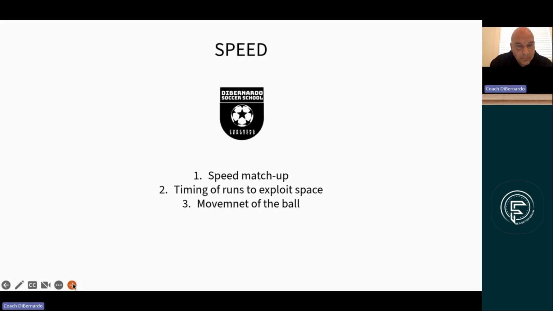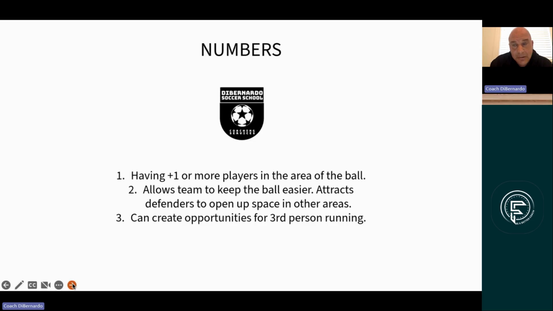Speed, speed matchups, the timing of the runs, when to exploit the third man running. These are big things. And with the third man running, if he's running at speed and the defender is stationary, you have a massive speed advantage. So this whole thing we're talking about is a search for superiorities. So numbers, having the +1 with the goalkeeper, having the +1 in the midfield, it allows you to keep the ball. It allows you to attract players to you and then hit them on the other side.